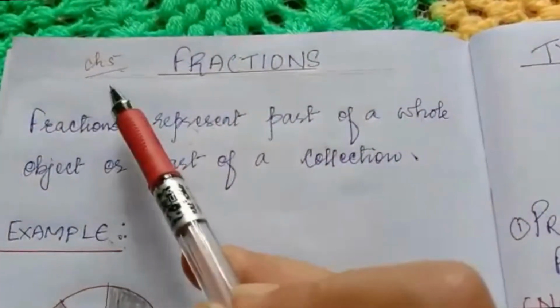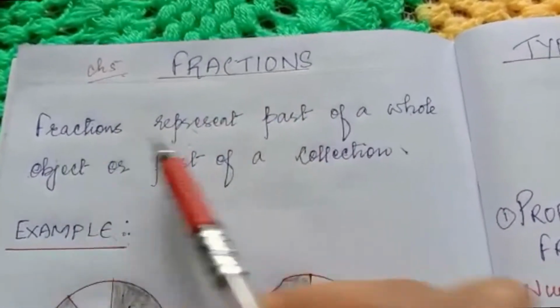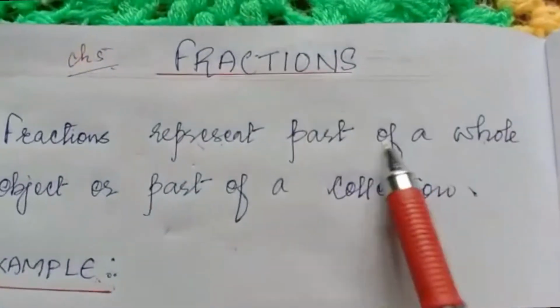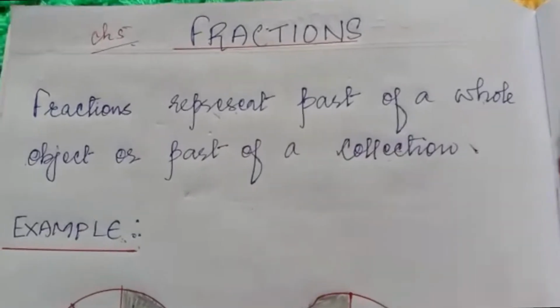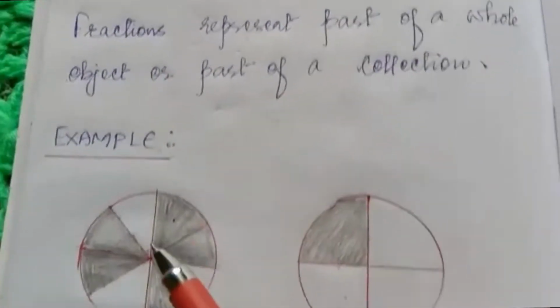Today we will start a new chapter, chapter 5, fractions. Okay, and here is the definition of fractions. Fractions represent part of a whole object or part of a collection. So to understand the definition of fraction, we will take help of an example.